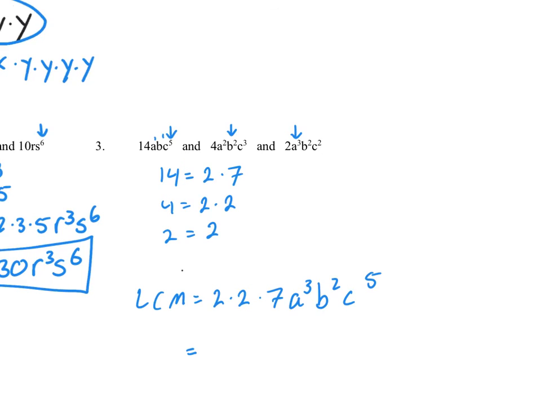Finishing off by multiplying the 2 times 7 to get 28 A to the 3rd, b squared, c to the 5th. And then we're all done.